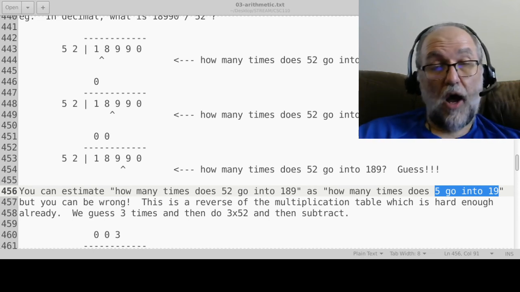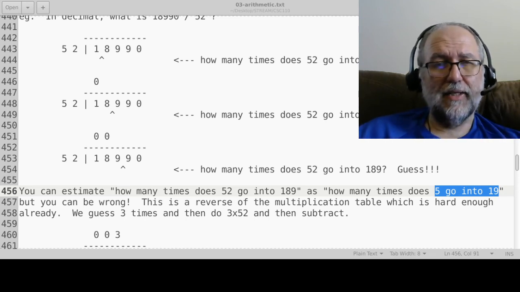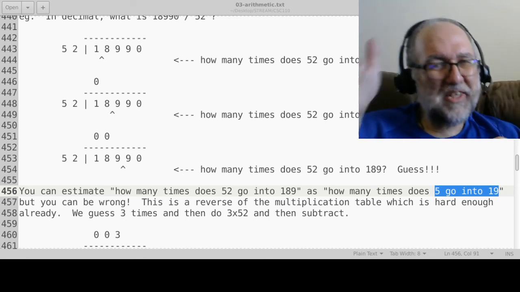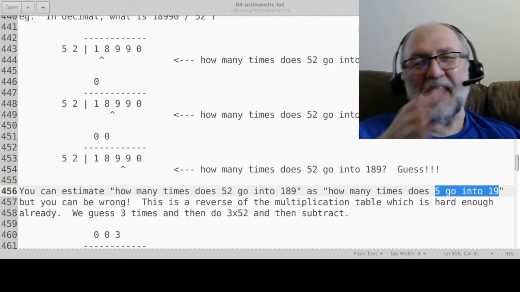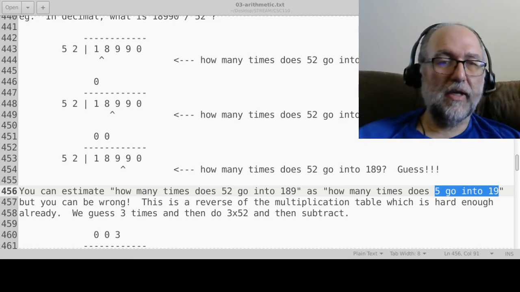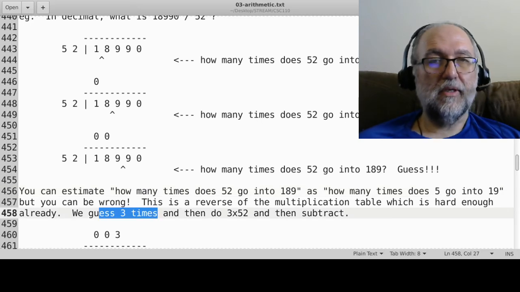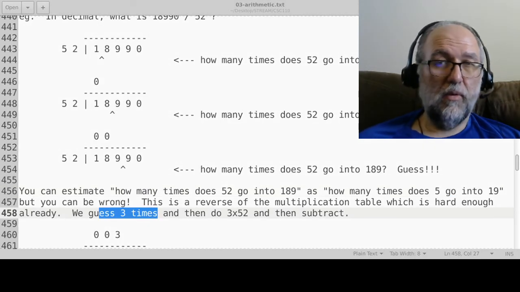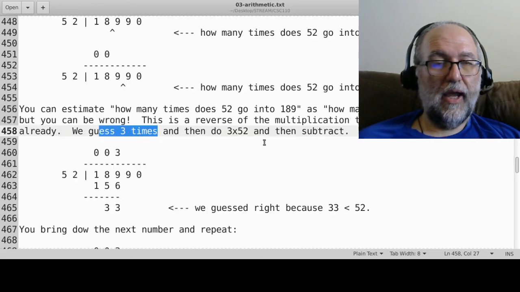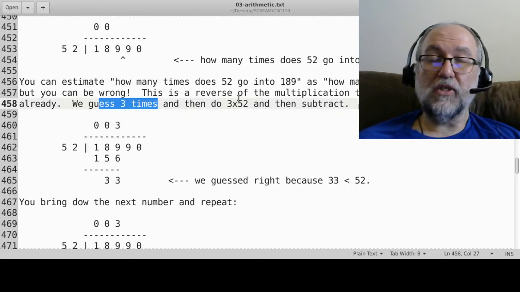Okay. 2 times 5 would also be less than 19, but it's not the biggest one that is still less than 19. So you have to play this bracketing game, and you come up with the guess, and it really is a guess, of 3 times. All right. And then you say, okay, well, what's 3 times 52? And you multiply that out and then you subtract.